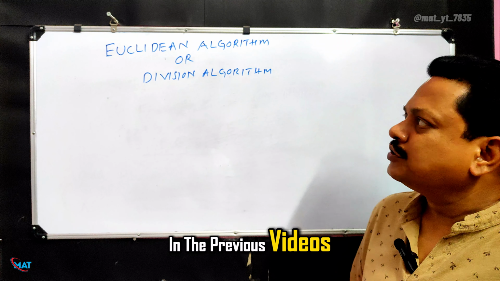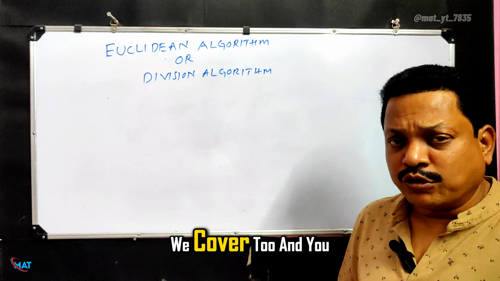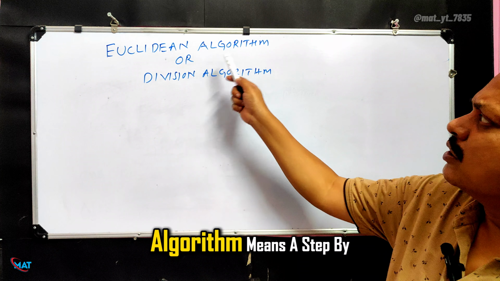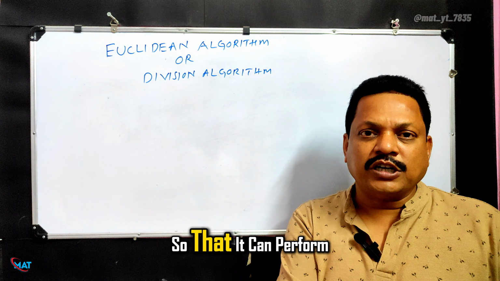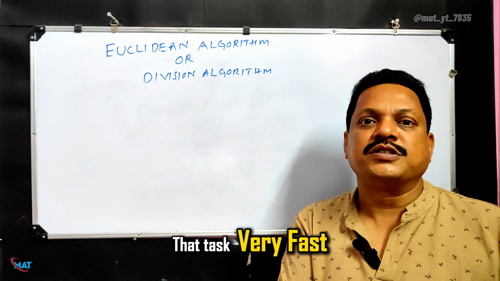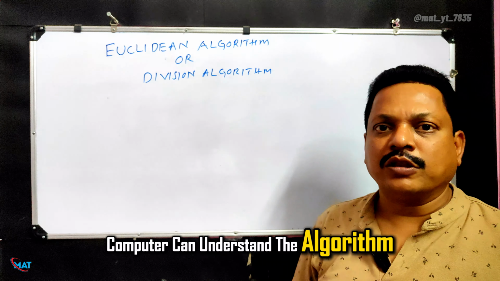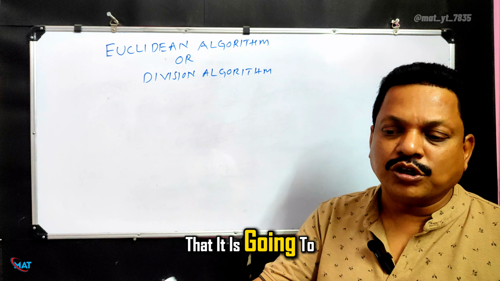In the previous videos, we covered GCDs and the various methods available. We cover two, and you should know this famous algorithm. Algorithm means a step-by-step procedure given to a system so that it can perform the task very fast in a short span of time. For example, a computer can understand the algorithm, what the steps and instructions are.